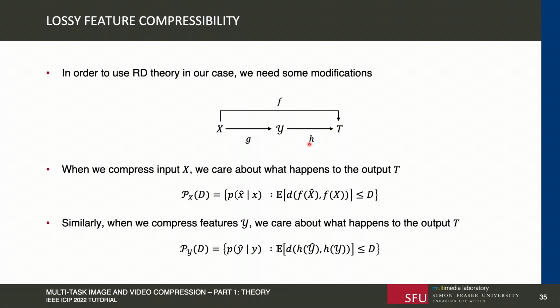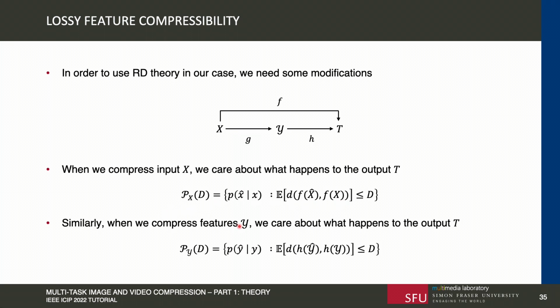So we're going to redefine our feasible quantizers for x and y. We'll say that for a given distortion d at the output, the set of feasible quantizers for x is the set of these conditional distributions p of x hat given x, such that the expected distortion at the output is less than or equal to d. So this is f of x, right, that appears here in the expression for the distortion.